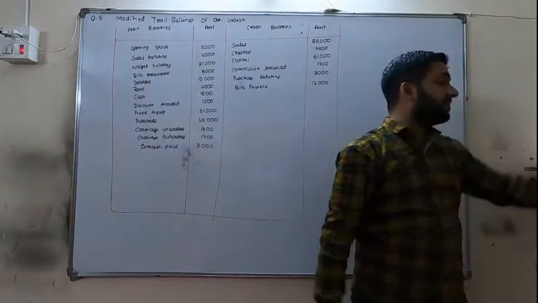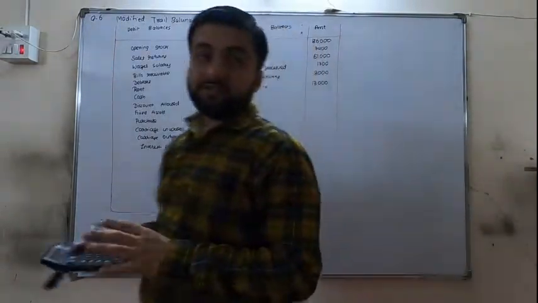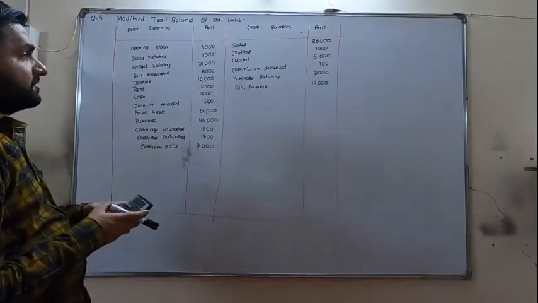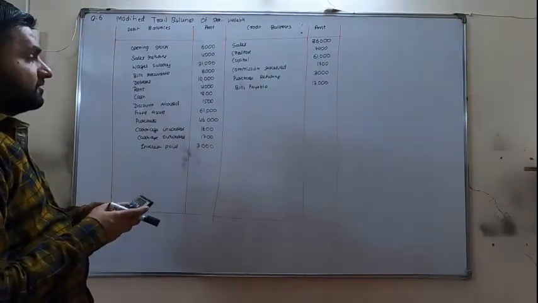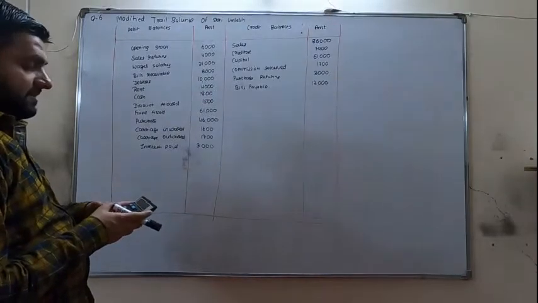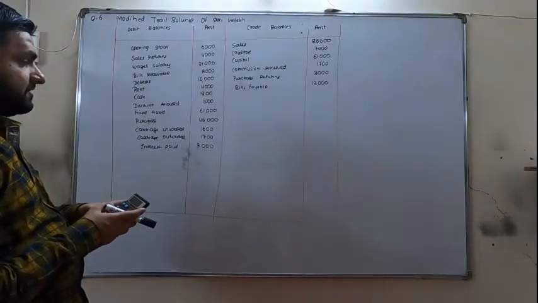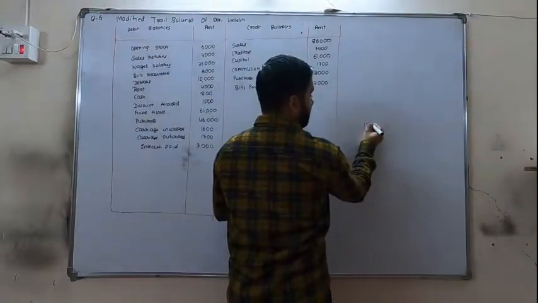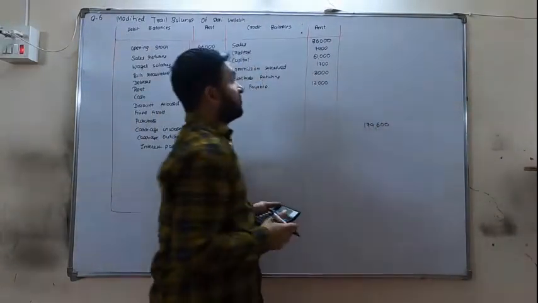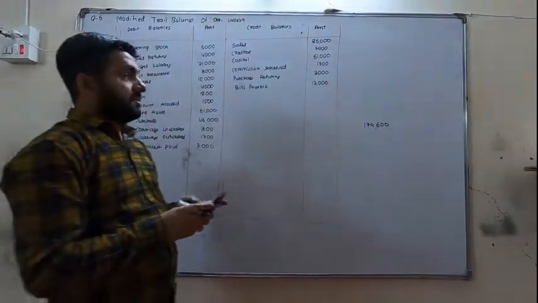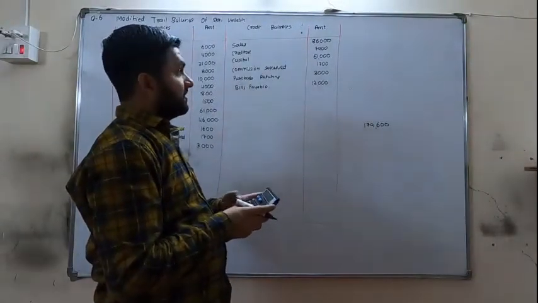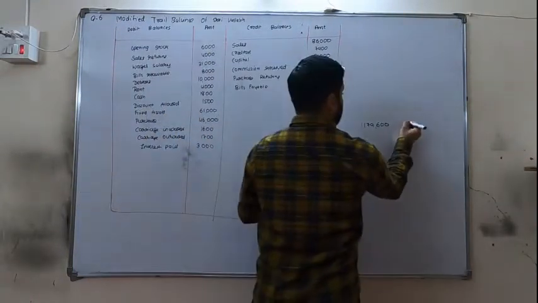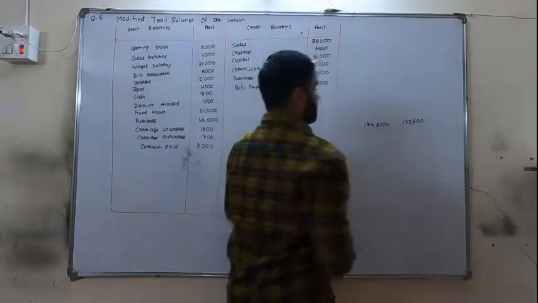Now, friends, what do you do? You have excluded one thing. So first, you will take the total. 6,000, 4,000, 31,000, 8,000, 10,000, 4,000, 1,800, 1,500, 61,000, 46,000, 1,600, 1,700 and 3,000. I am writing roughly 179,600 is the total of the debit side. Then 86,000, 7,900, 61,000, 1,700, 3,000 and 13,000. The total of the credit side is 172,600.